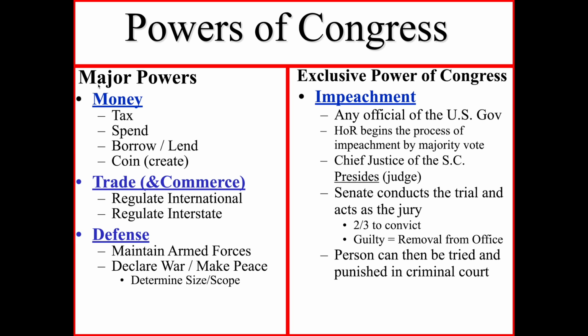The reason that we've never convicted anyone is because it takes a 2/3 majority to convict. If they're guilty, they're removed, and we've never done that. We've impeached 3 presidents, but we've actually convicted 0. The upside to that is, if the president escapes impeachment, that doesn't mean that they've escaped potential criminal punishment after their time as president is up. So a person can then be tried and punished in a criminal court, and that's largely going to be after they leave office.